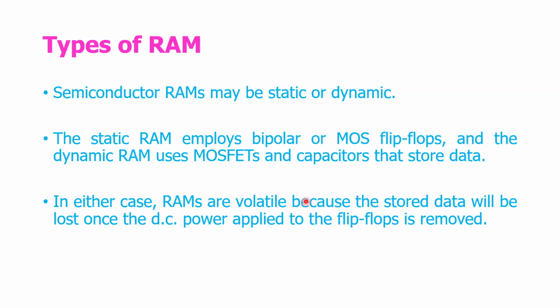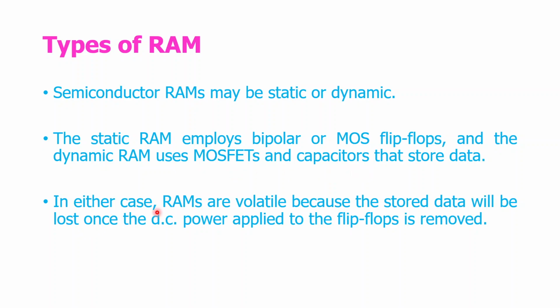Now the types of random access memory. Semiconductor random access memory is classified into two types, static and dynamic. The static RAM employs BJTs or MOS flip-flops. Dynamic RAM uses MOSFETs, metal oxide semiconductor field effect transistors, or capacitors to store the data. To store bits, ones and zeros, static RAM uses BJTs or MOS flip-flops, and dynamic RAM uses metal oxide semiconductor field effect transistors or capacitors.